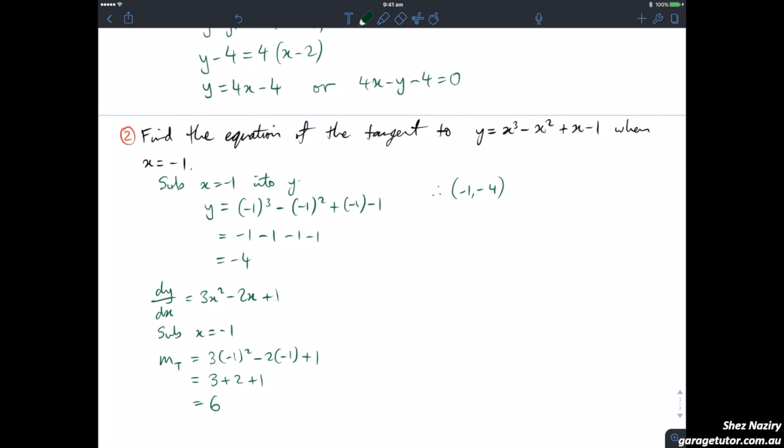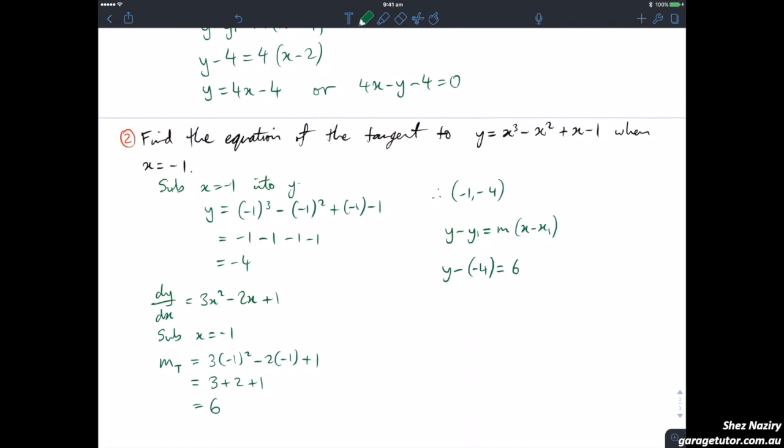Now, do I have enough information to find the equation of the line now? Yes, I do. I've got a point here, and I've got my gradient. So that's enough. We use the formula y minus y1 equals m(x minus x1). So y minus negative 4. And obviously those of you who are quick with your substitution, you don't need to go to this length. I'm just being extra careful for those who need to review. x minus negative 1. So y plus 4 equals 6x plus 12. And let's just make y the subject. And there you go. That's the equation of your tangent.